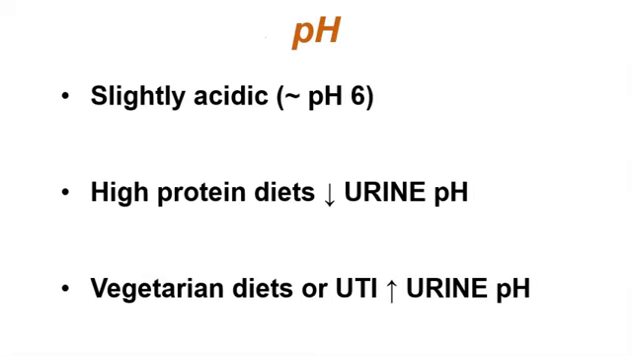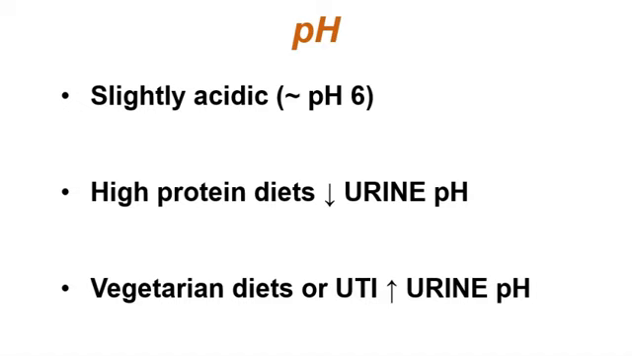Typically, urine has a mildly acidic pH of approximately 6. The pH can change due to a wide variety of causes, including diet as well as infections or other conditions. Diet can change the pH of urine quite considerably, in that high-protein diets can actually decrease the urine pH, making the urine more acidic, because recall that a decrease in pH means that that substance is becoming more acidified. Meanwhile, vegetarian diets can increase the urine pH, making the urine more alkaline.